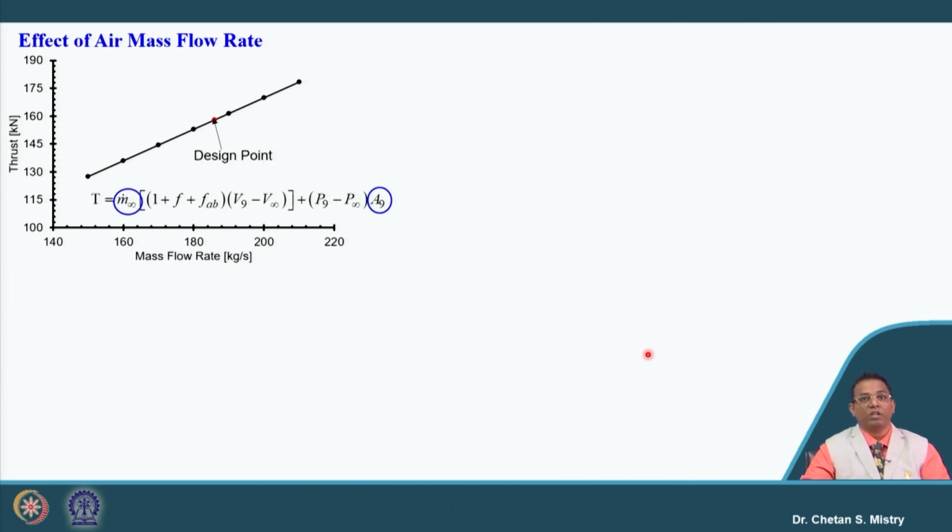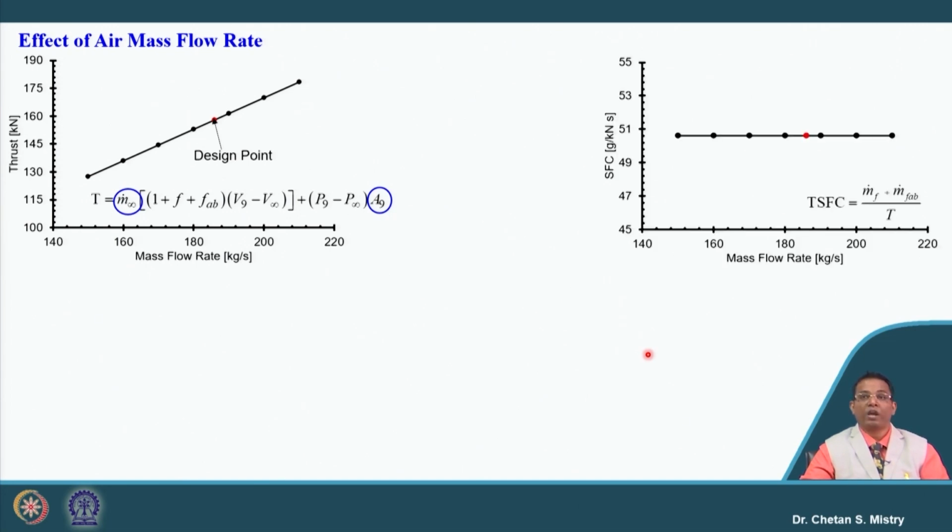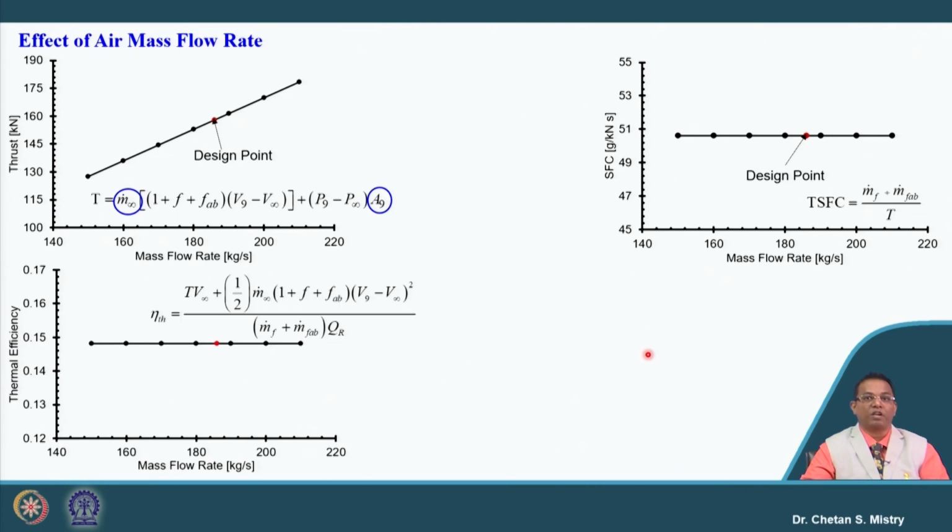Now, let us look at what is happening with the air flow rate. If we increase the air mass flow rate at the entry, our thrust is going to increase. In the same way, for specific fuel consumption, it has not much impact, because the amount of fuel we add in the afterburner and the amount of fuel we add in the combustor does not have a major effect from the change of this mass flow rate. And this is representing our thermal efficiency, which also remains nearly constant.